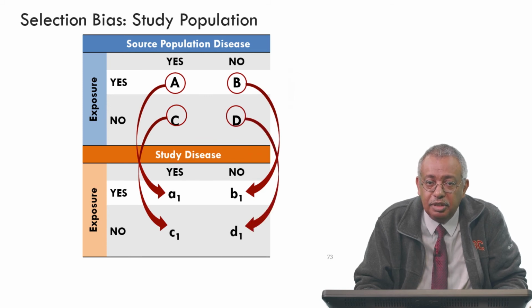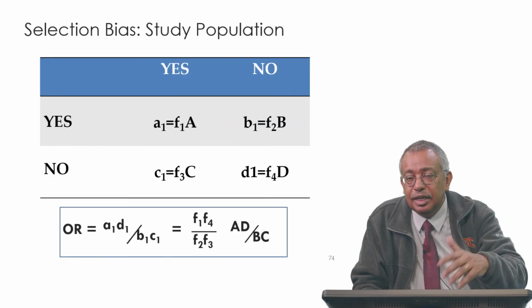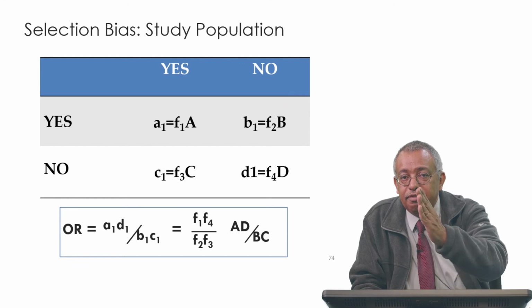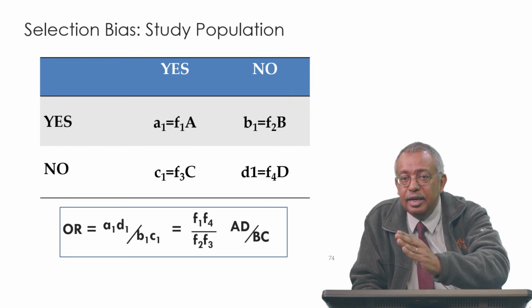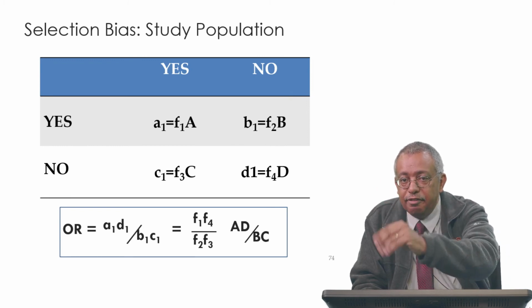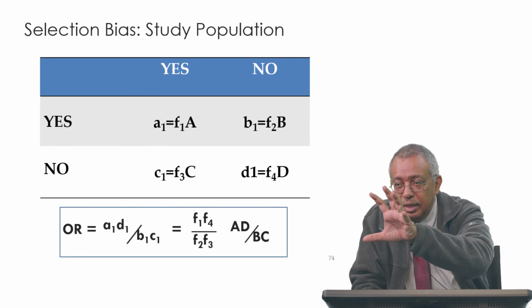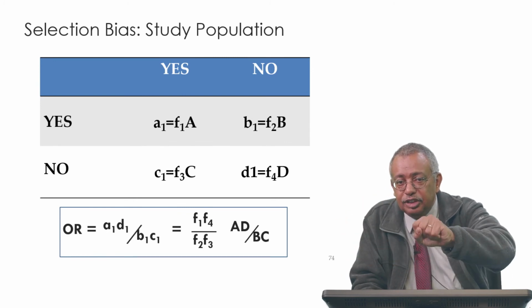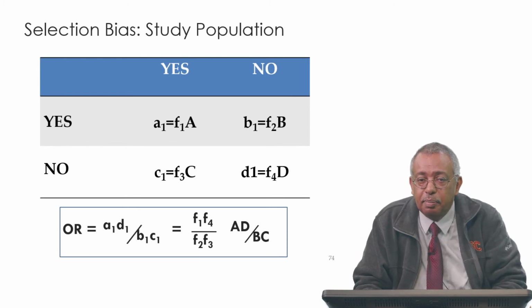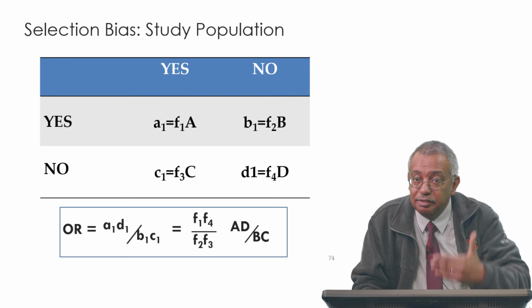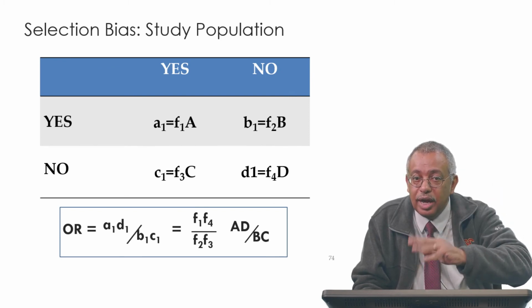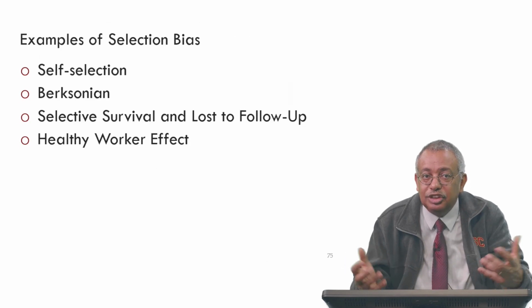And I'll give a specific example, from the previous example, of how this will play out. If things cancel out, then you're going to be okay. For instance, if the relationship between A sub 1 and uppercase A is simply F1 times A, and each one of the others also has F2, F3, and F4, then the relationship between the odds ratio for the study population and the odds ratio for the target population is going to be like this. If F1 F4 over F2 F3 is essentially 1, then you're okay. But if that ratio is either smaller than 1 or bigger than 1, then you have an effect of selection bias. That's essentially what's going on.